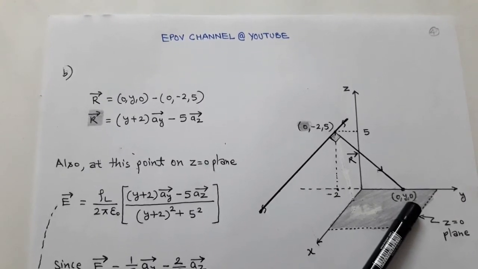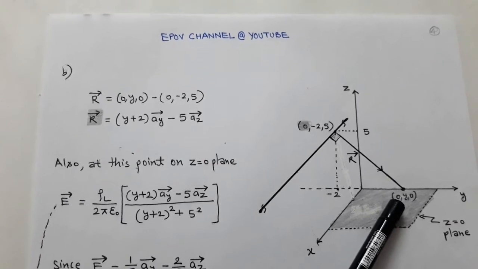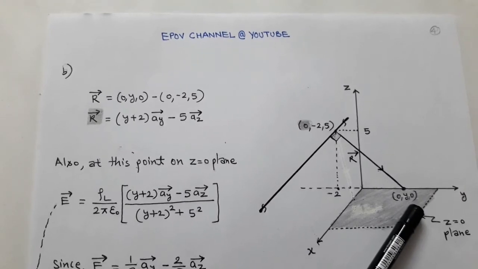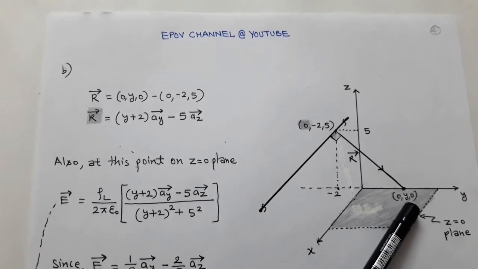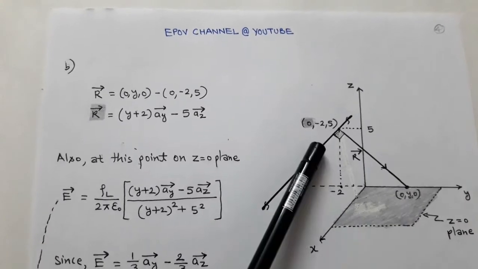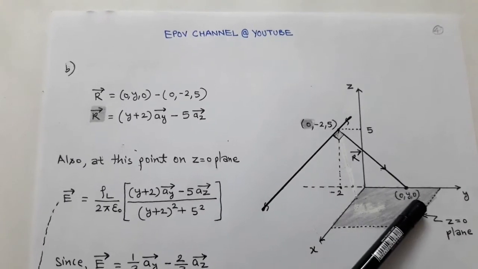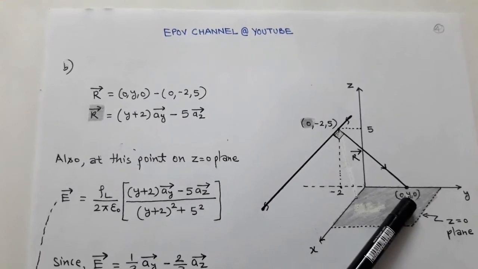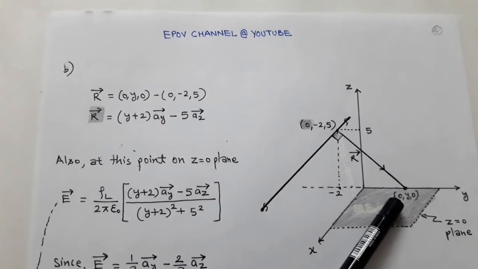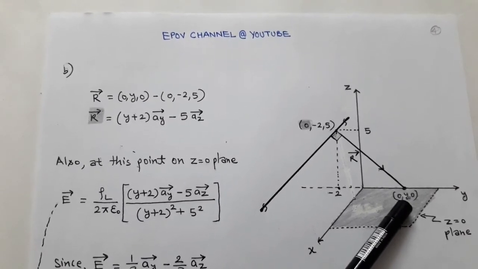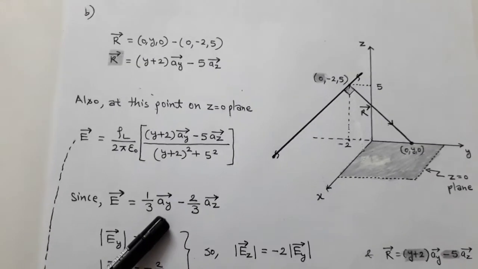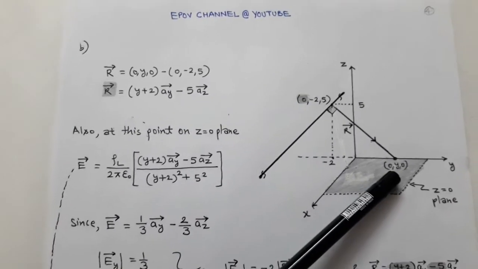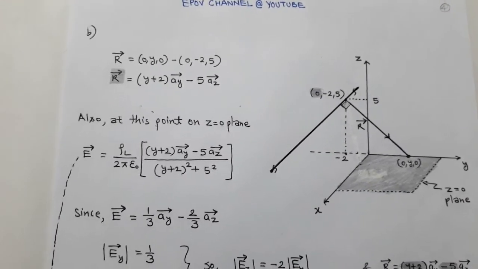So the assumed point on z equals to 0 plane is 0, y, 0. We have to make the x coordinate constant, that is 0, and z is equal to 0 from the given question, but we don't know the y coordinate, which is to be determined by using this electric field given, 1 upon 3 unit vector y minus 2 upon 3 unit vector z. So we assume a point 0, y, 0 on z equals to 0 plane.